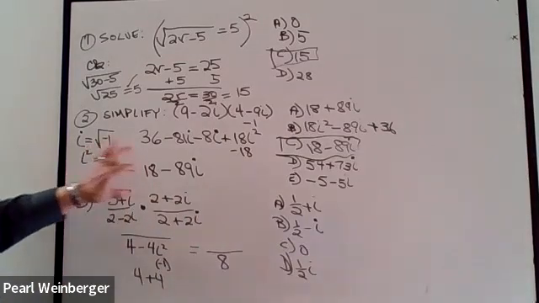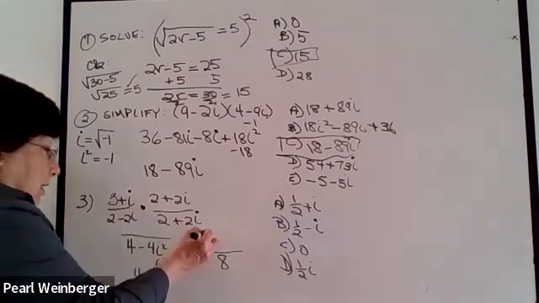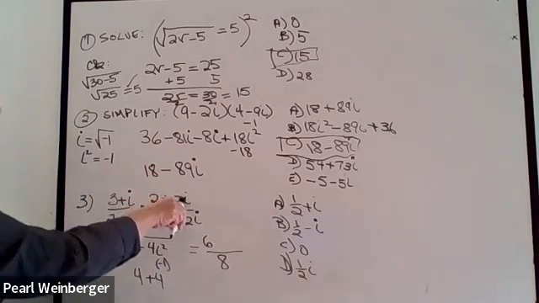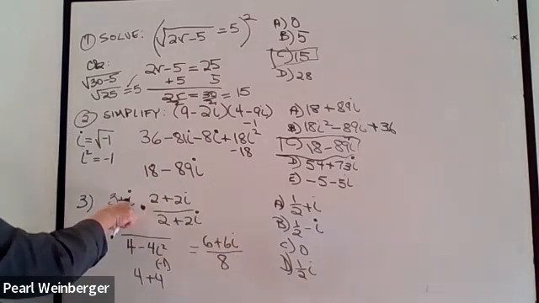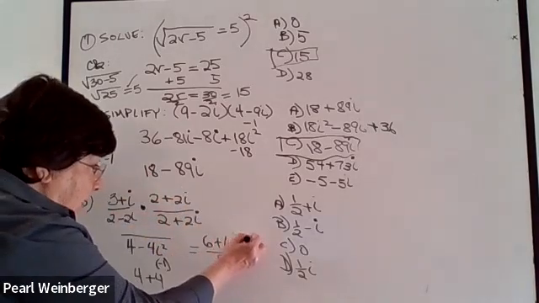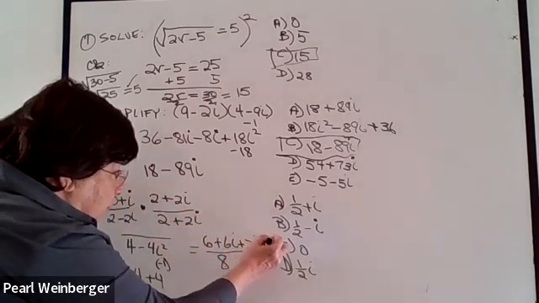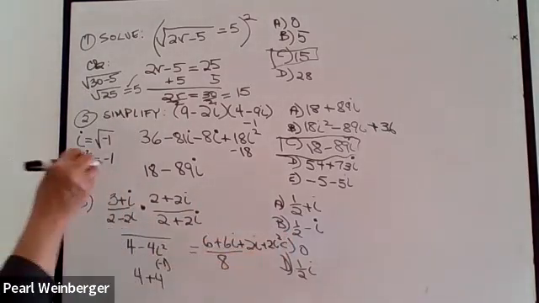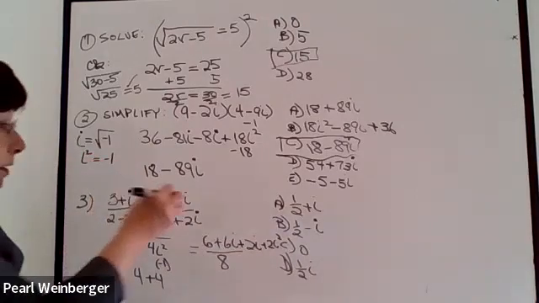The numerator is just 2 binomials. I have to actually do the complete FOIL. First, 3 times 2 is 6. Outer is 3 times 2i, which is 6i. Inner, i times 2, which is 2i. And last, i times 2i, which is 2i squared. And again, there's our i squared, so I have to replace the i squared with -1.